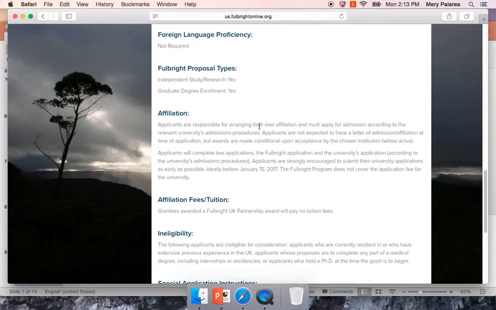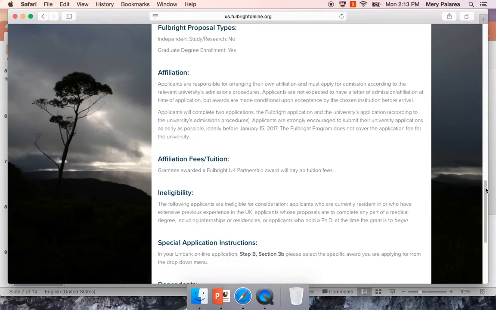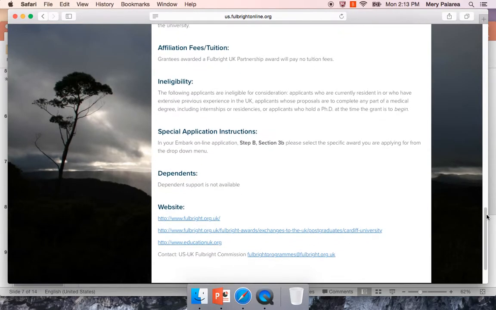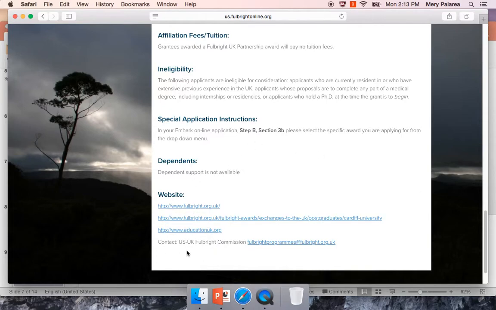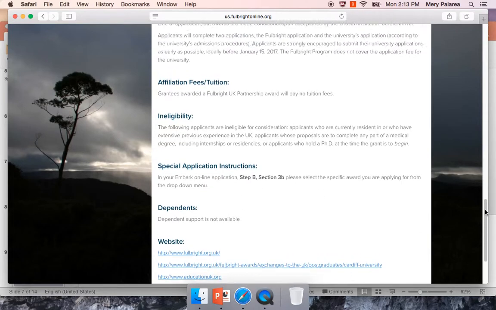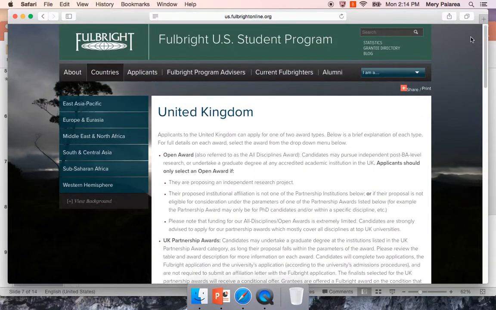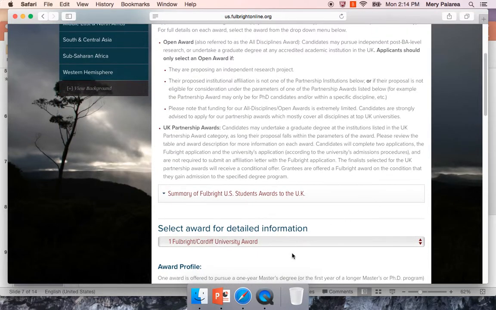Affiliation: applicants are responsible for arranging their own affiliation and must apply for admission to the university according to the relevant university's admission procedures. You're not expected to have your acceptance letter at the time of application, but if you do win the Fulbright, it's conditional upon your acceptance by the university. Here's some further websites to explore and a potential contact. Majority of the UK awards are this type of award connected to a specific university.